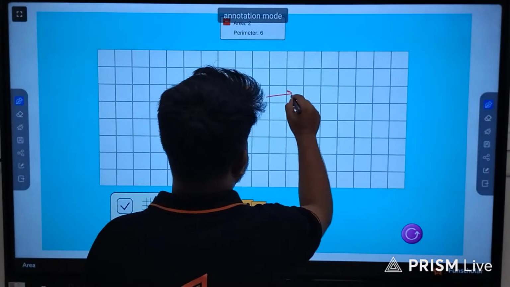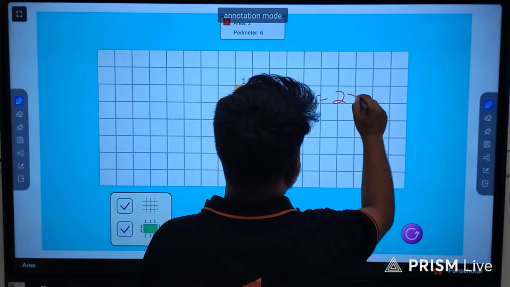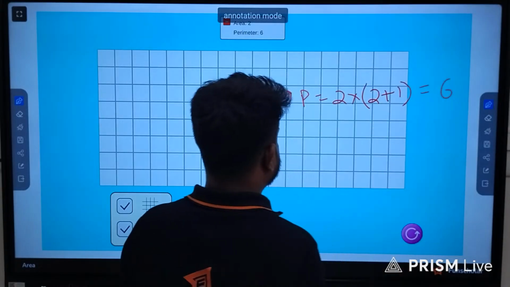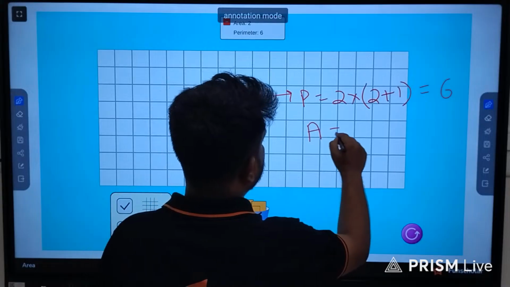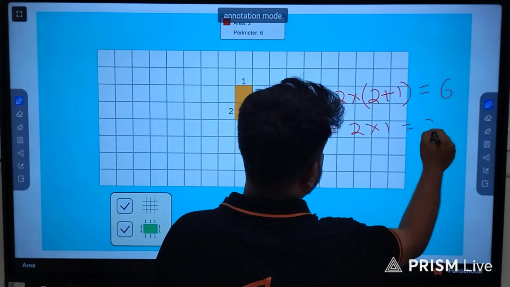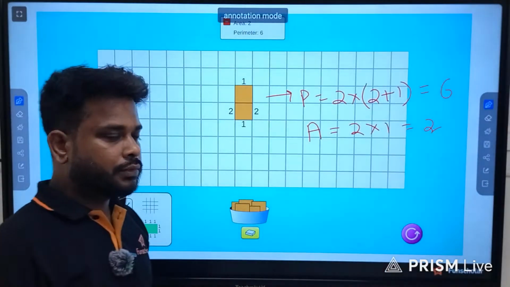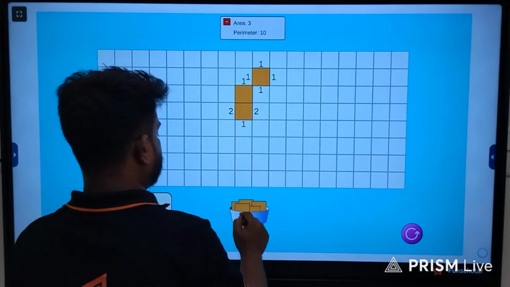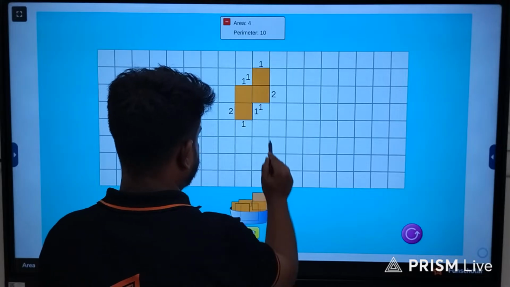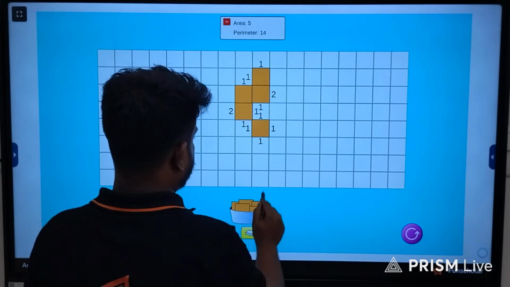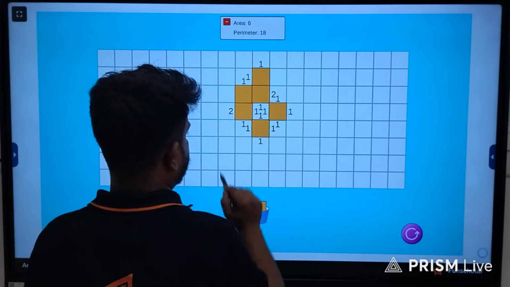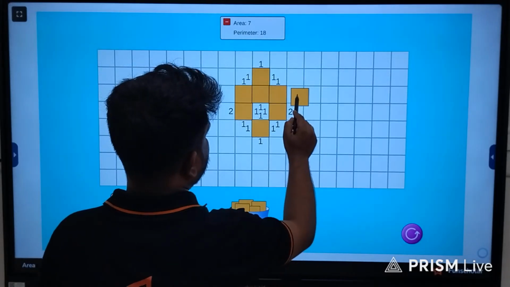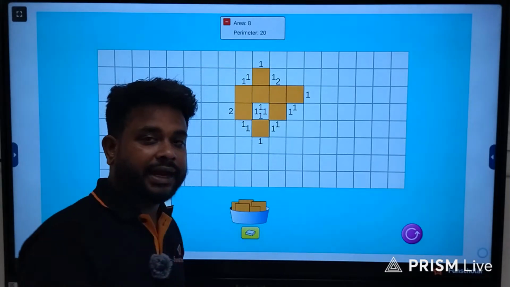So the perimeter of this figure will be 2 into (length plus breadth), which equals 6, and the area will be 2 into 1, which equals 2. Okay. So if I add some more of it, to make it look like a rectilinear figure.